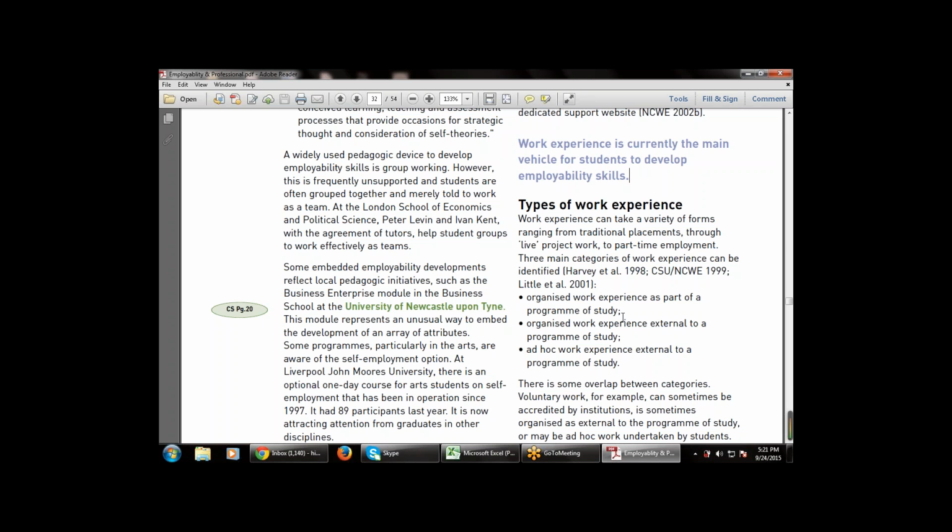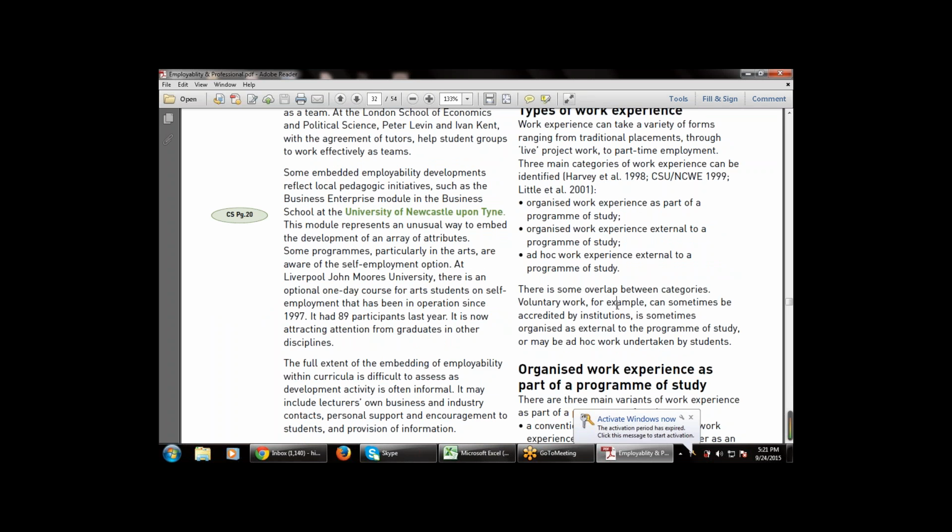There is some overlap between the categories used by universities, which is also a part of work experience. Voluntary work, for example, can sometimes be accredited by the institutions, and sometimes organized as external to the program of study. So that is ad hoc work experience that is external to the program of study.